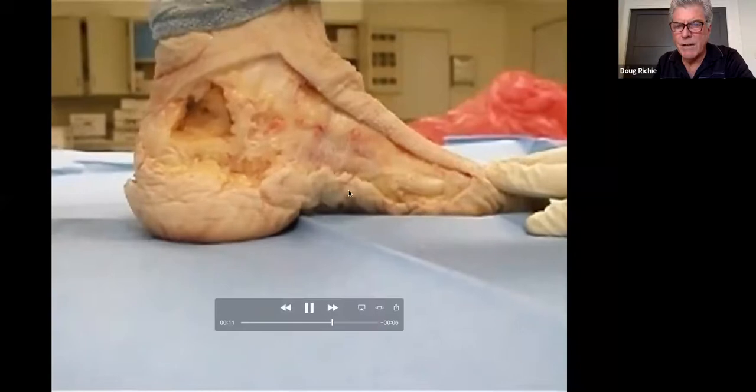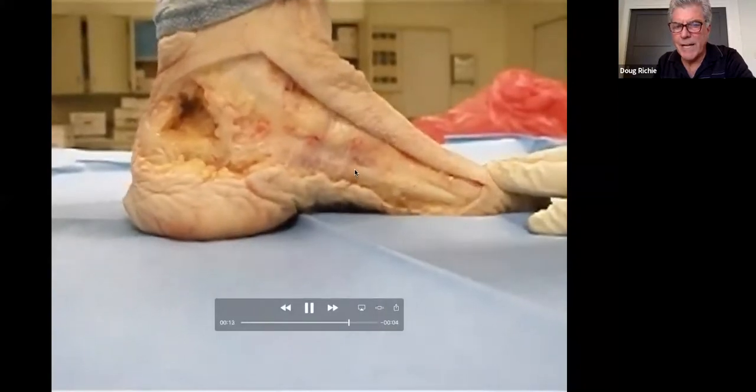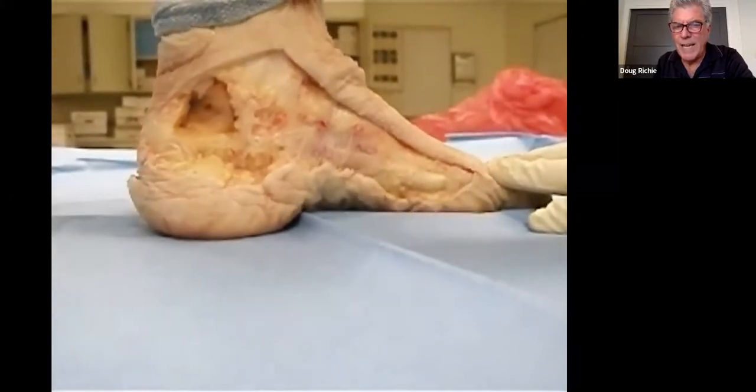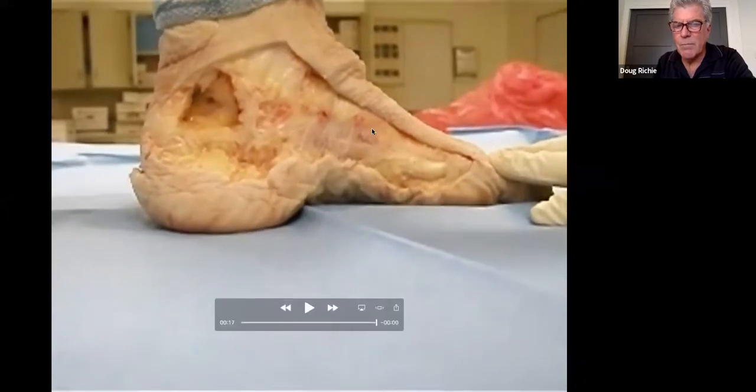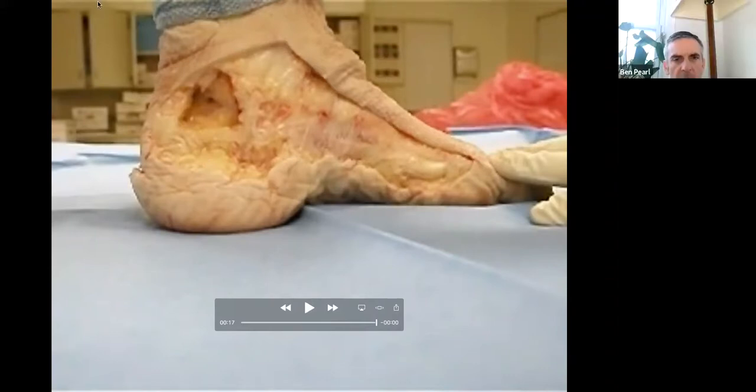But the foot does not lift off the ground like a flat board. It stays on the ground because of the simultaneous pronation of the forefoot as the rear foot supinates. Does that make sense? Absolutely. Okay.